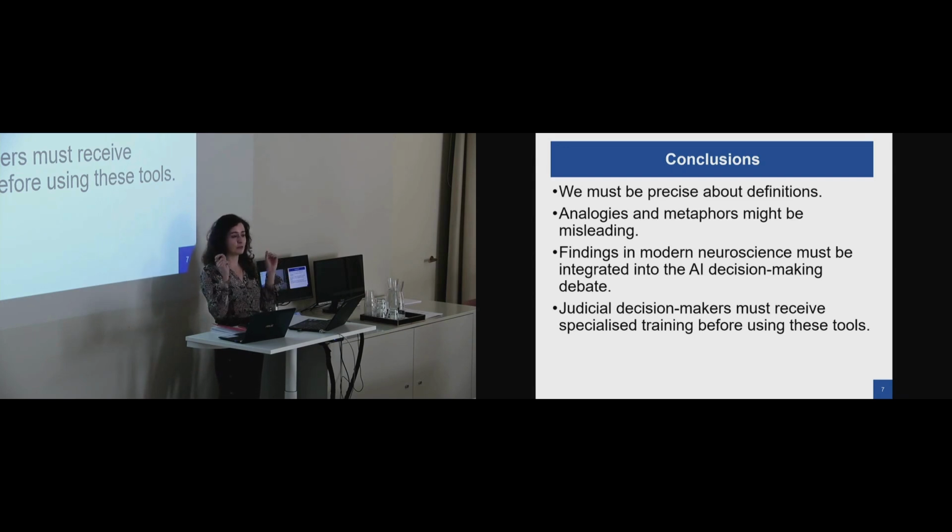We kind of follow a recipe that assembles various elements in different areas of the brain. We don't go to a storage space in our brain and retrieve the information. And I do think that these findings need to be integrated in the AI decision-making debate, especially in the law and in how judges use these tools. And finally, of course, that judges and arbitrators must receive specialized training before being allowed to use these tools.